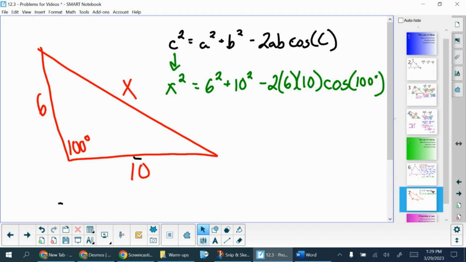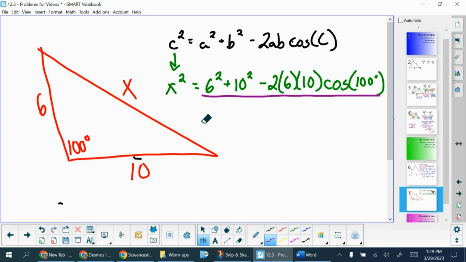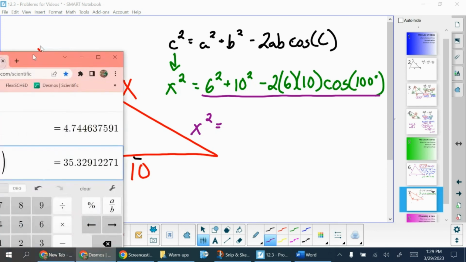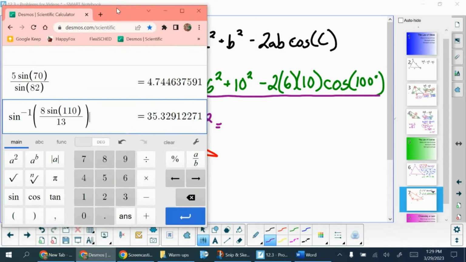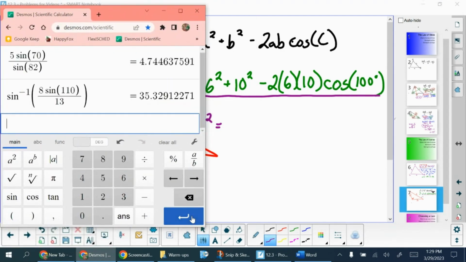So the first thing I'm actually going to do, I'm going to grab my calculator right away. I'm just going to type this whole right-hand side of the equation in. It's still going to be x squared equals, but I'm just going to go ahead and figure out what that number is. So I've got Desmos, pull it over here, try not to cover anything up, and we'll just start typing this in.